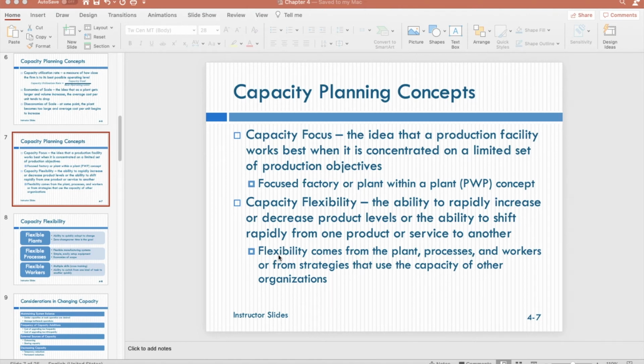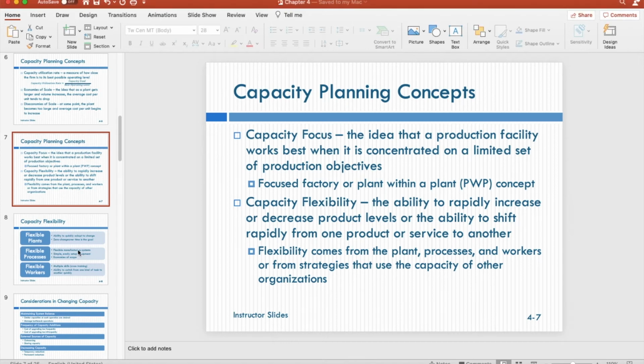Here we say that flexibility can come from the plant, processes, workers, or from strategies. Different aspects of flexibility are good in terms of the overall capacity management performance. But going back to the capacity focus, normally, since the resources are limited, we will focus on improving the aspect that is most useful or valuable. But if we still have enough resources, of course we need to improve some other aspects in order to improve the capacity flexibility.